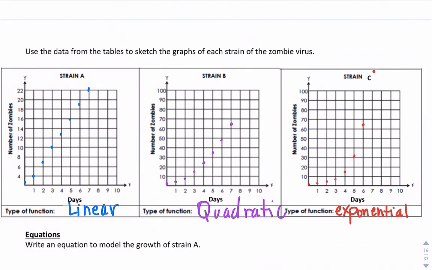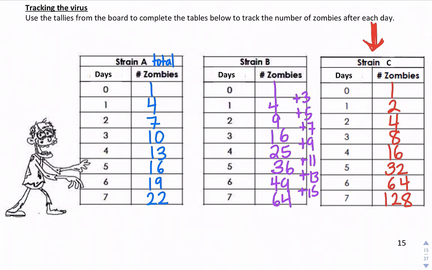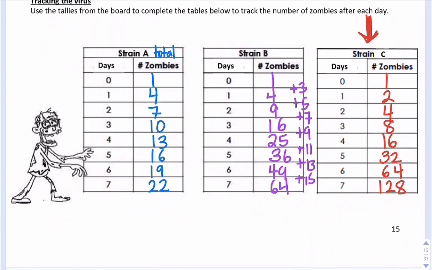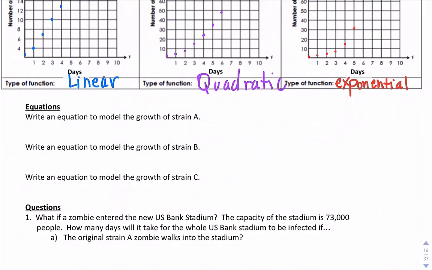All right, let's write the equation of strain A. It's linear, so we need a slope and a y-intercept. So the y-intercept at day 0, we start with 1, and the slope is 3. We're adding 3 zombies per day. So if you write that equation, that would be y equals 1 plus 3x, where x is the number of days.